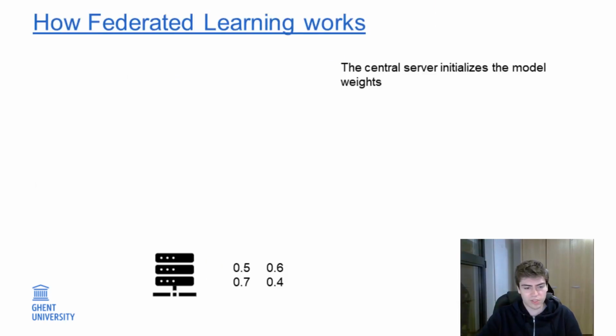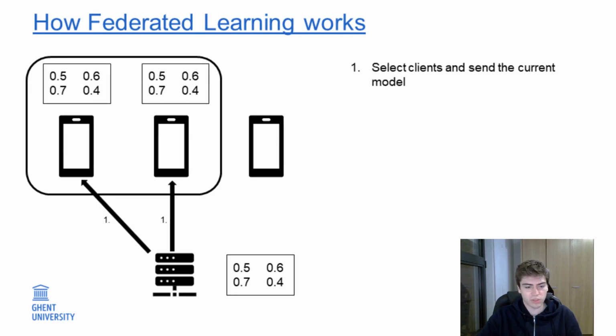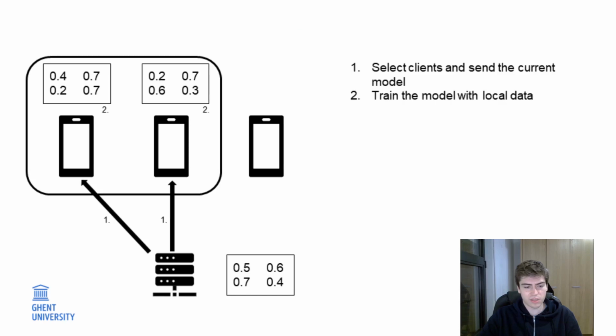To start, the central server will initialize a global model with its initial weights. The model is then trained using an iterative process. At first, the central server will select a subset of the clients that participate in this iteration and send them the current global model state. Next, each device trains the model on its local data. This data is never transmitted to the central server, which preserves data privacy.